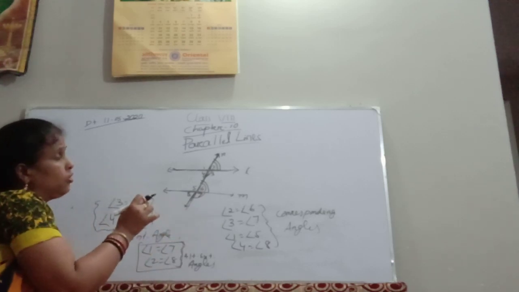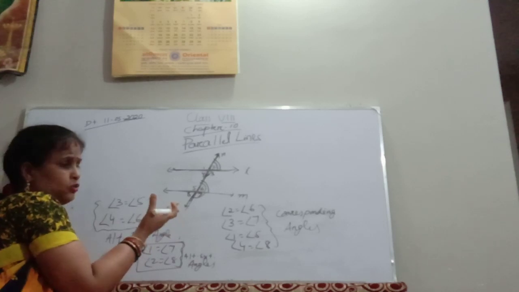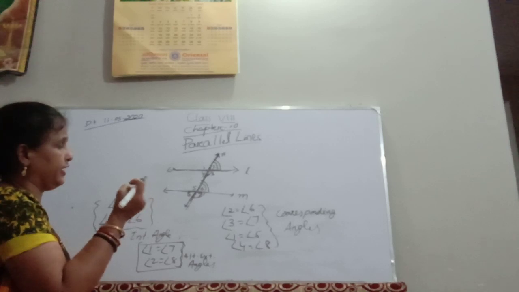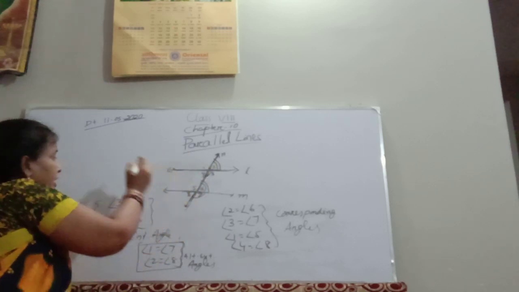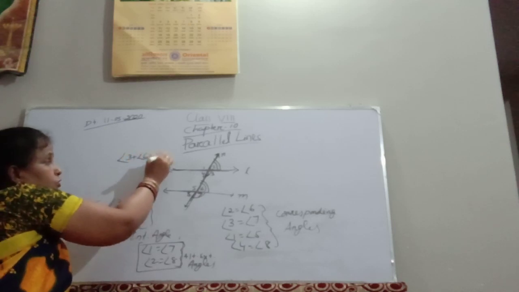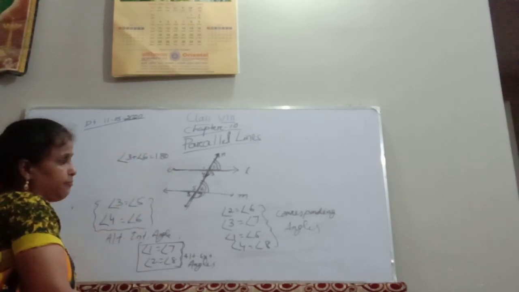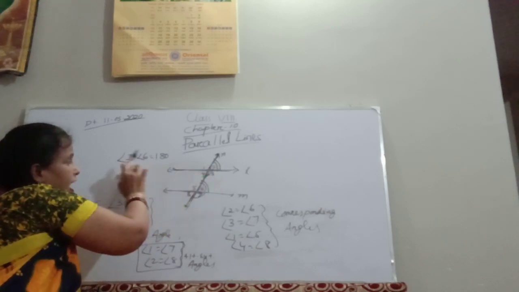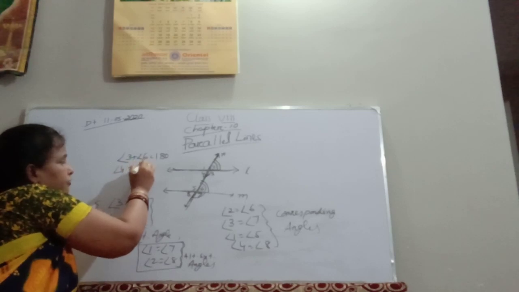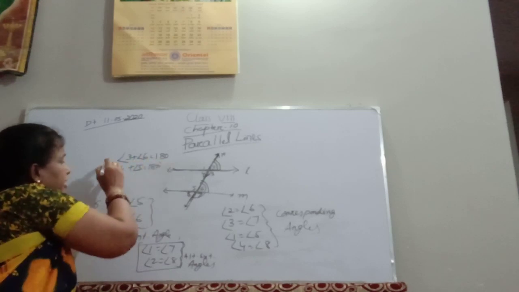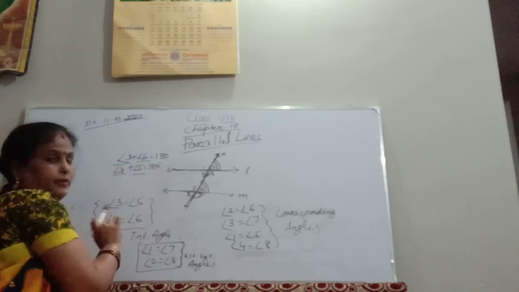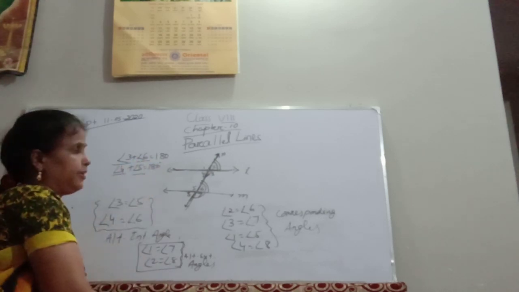Next part is your supplementary angle. As you know, supplementary means 180. The sum of the two angles must be 180. Here, which are the supplementary? Here you can see angle 3 and angle 6 is equal to 180. Understand everybody? Angles 3 and 6 are 180 degrees. Similarly, angle 4 plus angle 5 is 180 degrees. So 3 and 6 are supplementary to each other, and 4 and 5 are supplementary to each other.